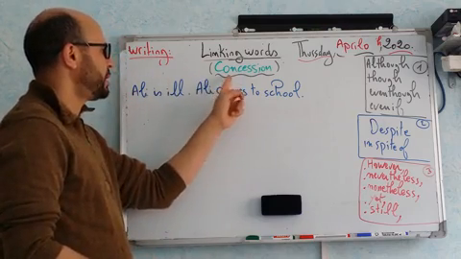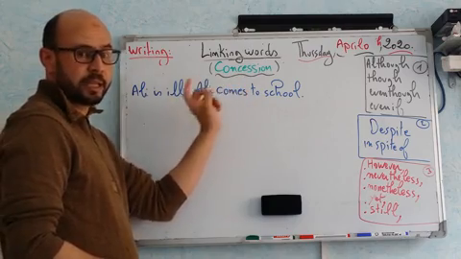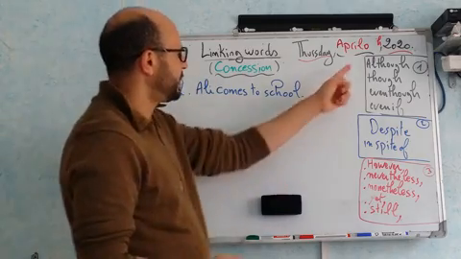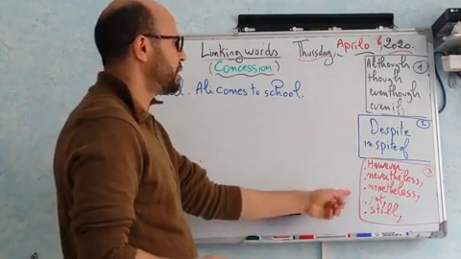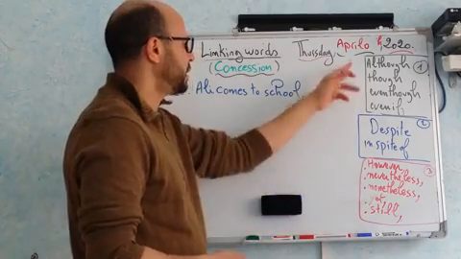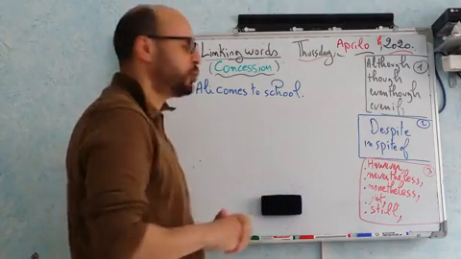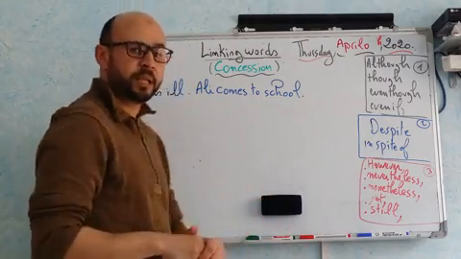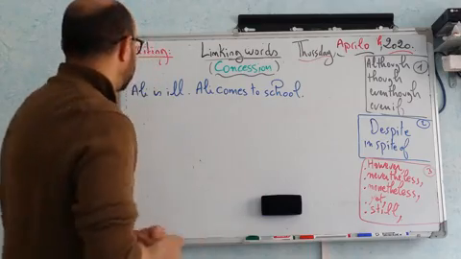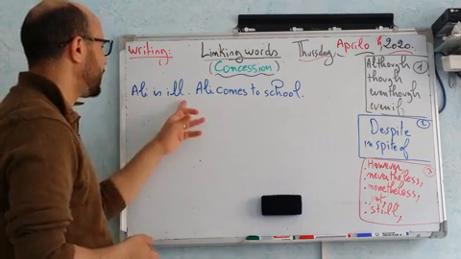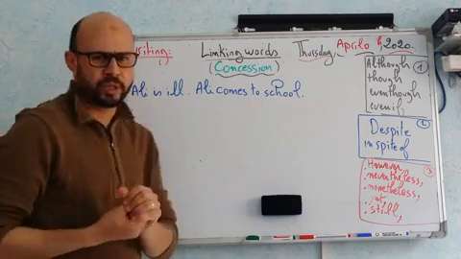This time we're going to see concession links, the linking words of concession. I have listed them here. They are the most used ones. These three groups, I have arranged them into groups, and we're going to study each group in detail. So let's take the example of this sentence: Ali is ill. Ali comes to school.